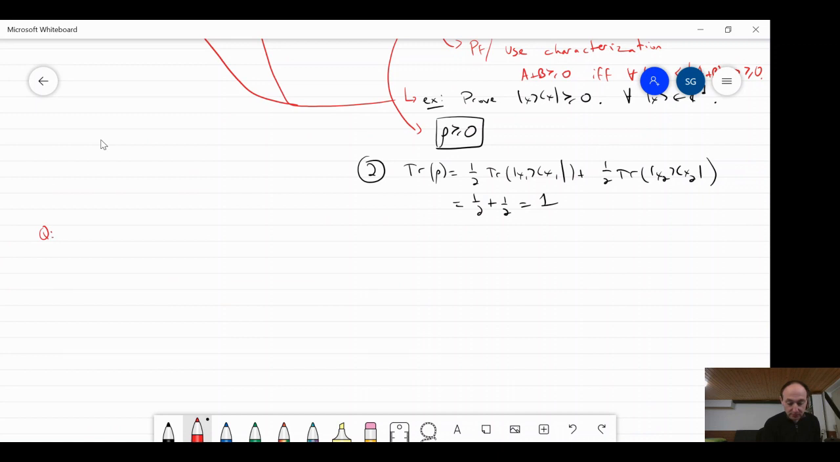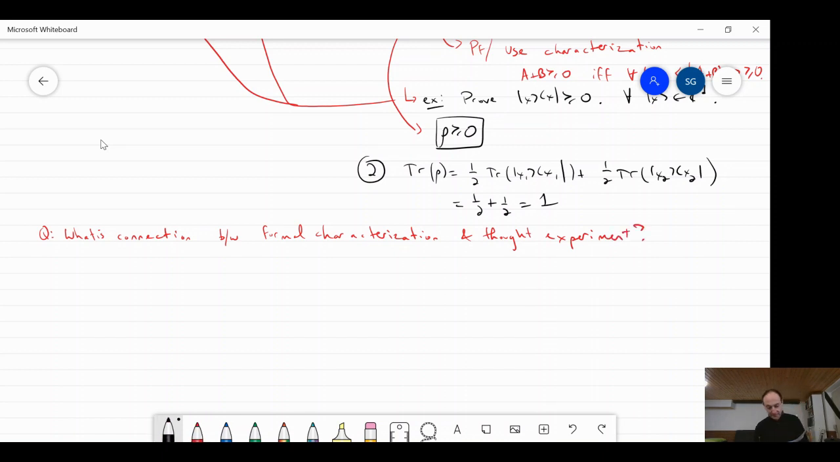So question, what is the connection between the formal characterization and the thought experiment? Good. So what is that characterization? Well, let's see this. Remember we said that a density operator rho satisfies: rho is PSD, and the trace of rho is 1.